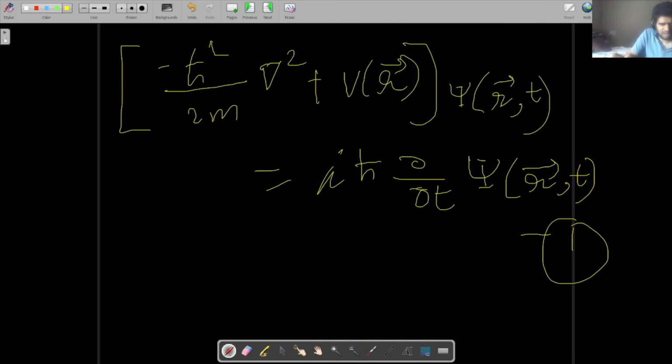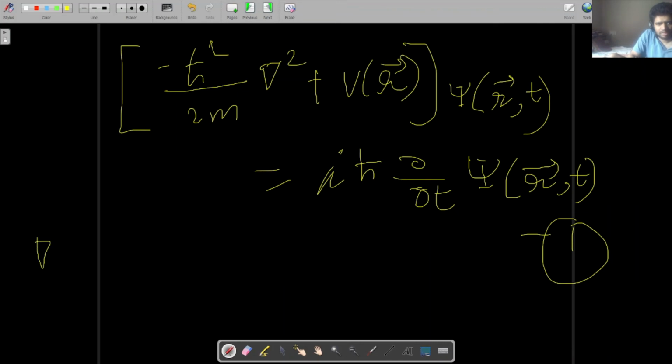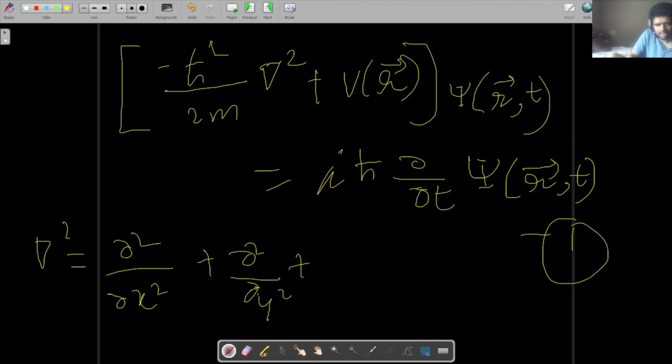Then obviously, if we take the one dimensional equivalent of it, this is three dimensional, right? Why is it three dimensional? Because you can clearly see that in the Laplacian three terms are going to come. These three terms denote the Laplacian.